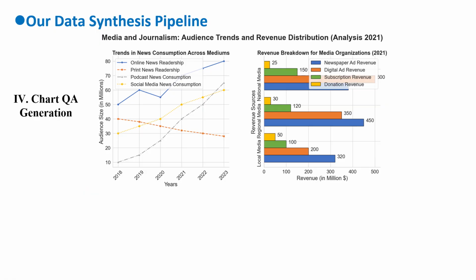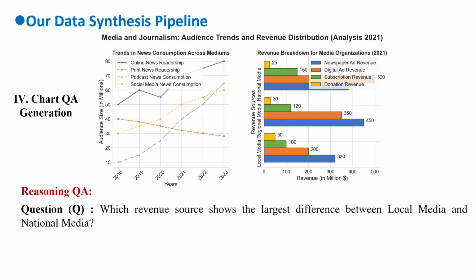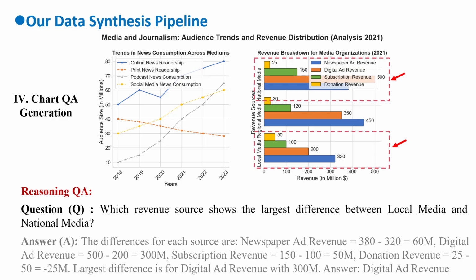The reasoning QA focuses on performing calculations and comparisons within a chart, sometimes across multiple panels. For example, which revenue source shows the largest difference between local media and national media? We include the rationale before generating the final answer.